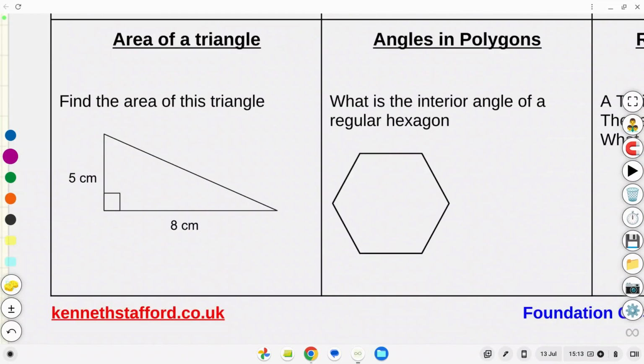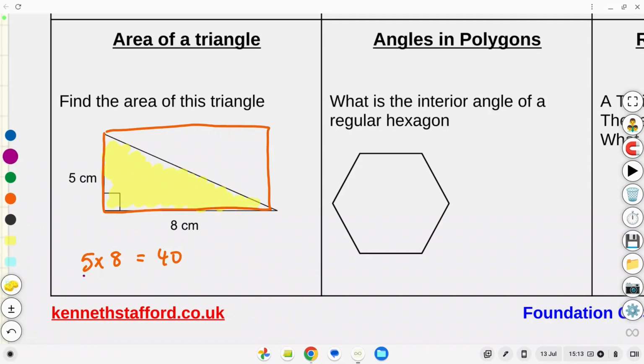Area of this triangle. A lot of people struggle with this. It's based on finding the area of a rectangle. In this case, it would be a 5 by 8 rectangle, which has an area of 40 centimeters squared. This triangle is half of that rectangle.